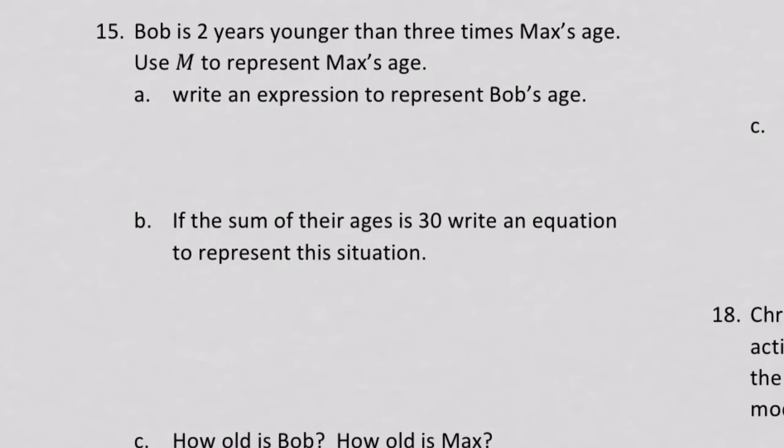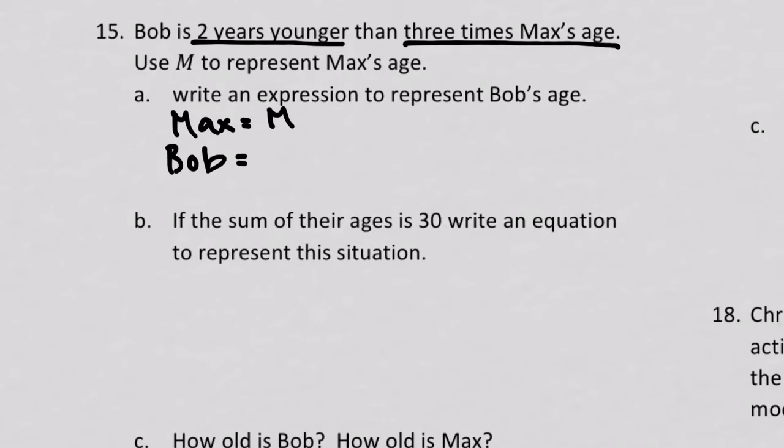Okay, let's do it again for 15. We're talking about Bob and Max. So once again, like before, I'm going to write their names. Max and Bob. Is there only 2 names or is there any more? No, that's it, just 2 names. Max is M. We're going to call it M. Bob is 2 years younger than 3 times Max's age. So 3 times Max's age, that's 3M. But 2 years younger means take away 2. So Bob will be 3M minus 2.